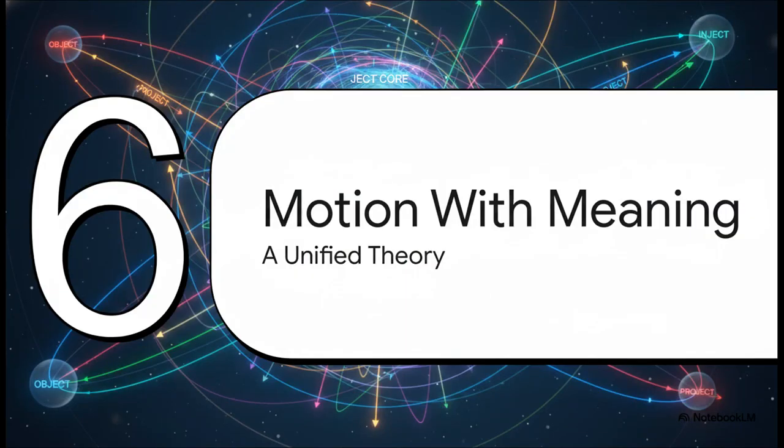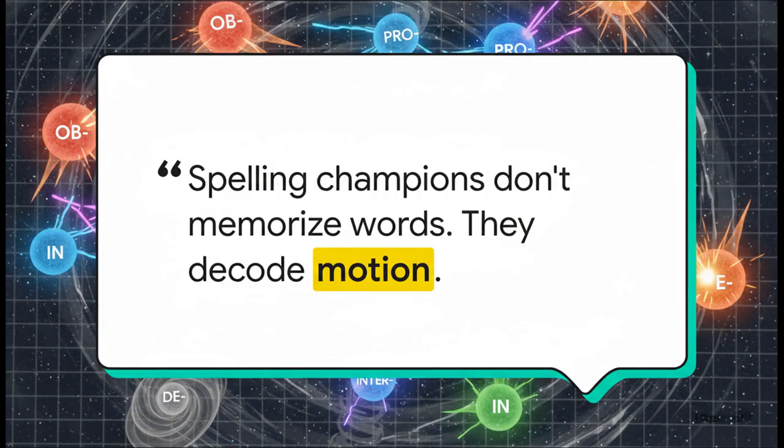This brings us to Section 6, Motion with Meaning, where everything comes together. As Professor Quill brilliantly states, spelling champions don't memorize words, they decode motion. This perfectly captures why we're looking at language this way. Understanding structure is infinitely more powerful than rote memorization. Rote memorization is fragile. If you forget a letter, you're toast. But if you understand the underlying motion, if you can actually see the vector realm working behind the text, you can decode almost anything English throws at you.